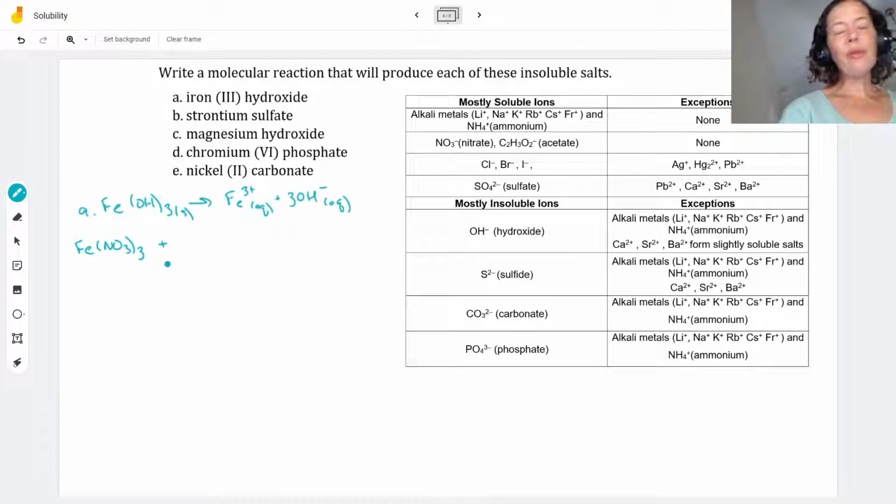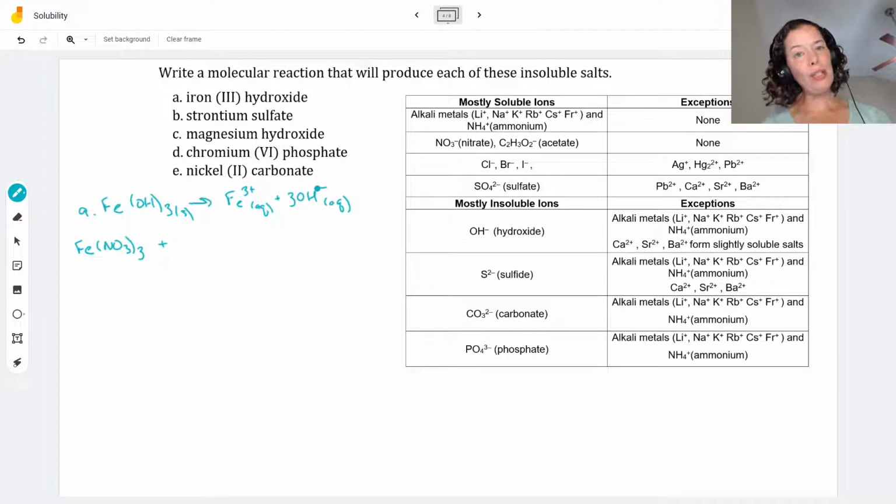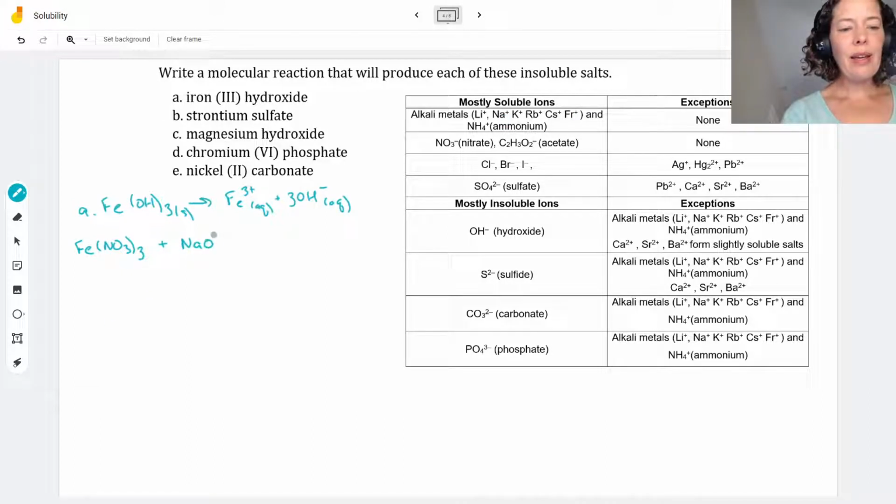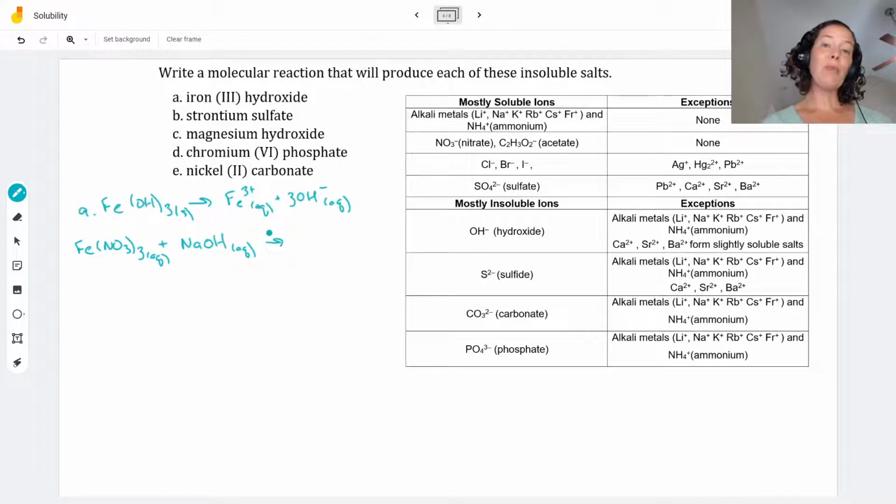So now I need to react with something that's going to give me my hydroxide anion, but also it needs to be soluble because I need it to be aqueous. Hydroxides are mostly insoluble, but again, I tend to go for my cations and anions that either don't have exceptions or just have a few exceptions, and I love the alkali metals. So let's make this sodium hydroxide. And that, of course, is going to be soluble. Oops, I didn't write my aq after this. So that is aqueous.